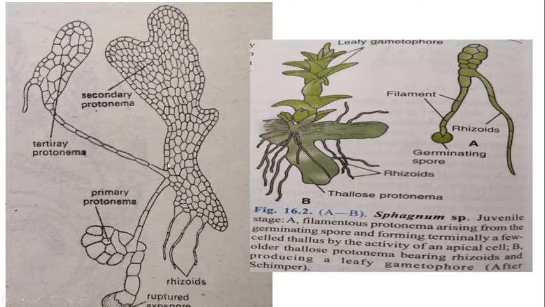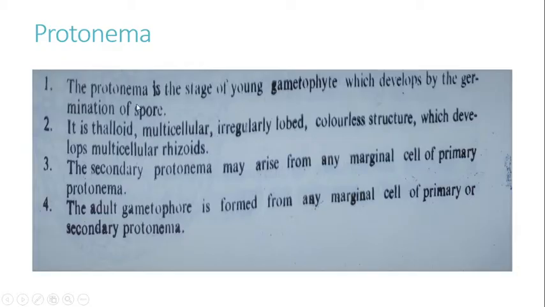In this diagram you can see the primary protonema, secondary protonema and tertiary protonema. Sometimes the primary protonema gives rise to the secondary protonema, because some of the cells present at the margins of the primary protonema become meristematic and start dividing, and they give rise to the secondary protonema. In the same way, the secondary protonema gives rise to the tertiary protonema. So this is all about the structure of the protonema. Now, a few points regarding the protonema. Protonema is the stage of young gametophyte which develops by the germination of the spore.